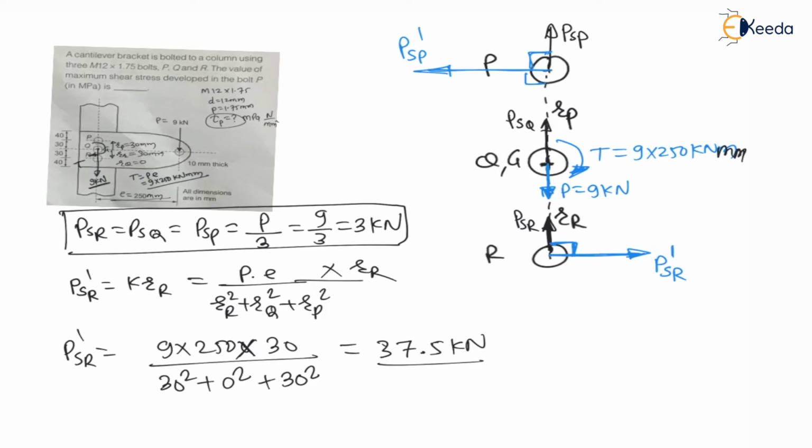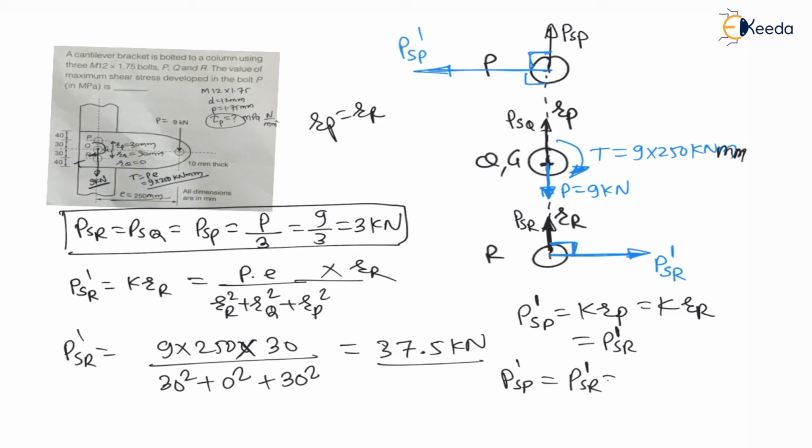Now see, if I want to find it in P, then I can say PSP dash, that is the secondary shear load on bolt P, is K into radius of P. Now see, radius of P is nothing but radius of R. Therefore I can write it like K into radius of R. Therefore it is equal to PSR dash. Therefore the secondary shear load in P is equal to the secondary shear load in R, which is nothing but 37.5 kilonewton.